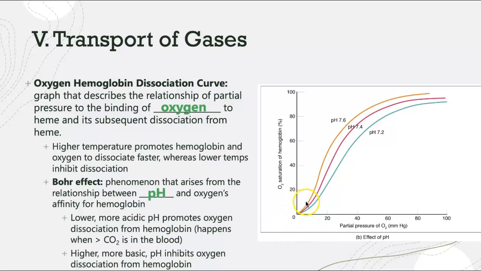So that when we have a lower, more acidic pH, we actually have a promotion of oxygen dissociation from hemoglobin, and this happens when we have a greater amount of carbon dioxide in the blood. And we see that the higher pHs that are more basic will inhibit the oxygen dissociation from hemoglobin.